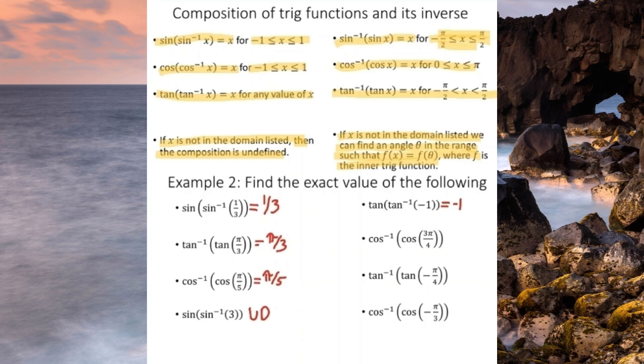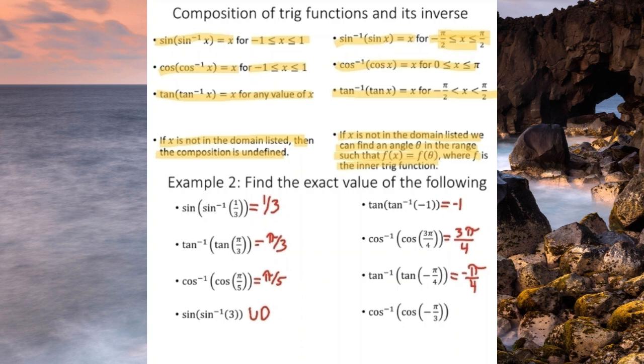Now, cosine inverse of cosine of 3 pi over 4. In the center right column, we see that composition will equal x only when x is between 0 and pi. 3 pi over 4 is between 0 and pi. So cosine inverse of cosine 3 pi over 4 will equal 3 pi over 4. Next up, tangent inverse of tangent negative pi over 4. According to the bottom right rule, they will cancel out only when our input's between negative pi over 2 and pi over 2, which negative pi over 4 is in that range. So tangent inverse of tangent negative pi over 4 equals negative pi over 4.